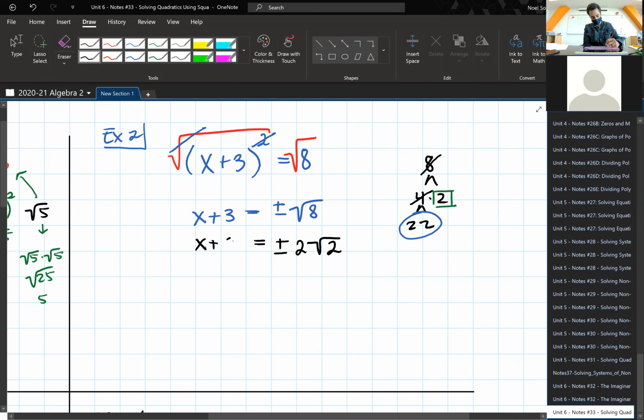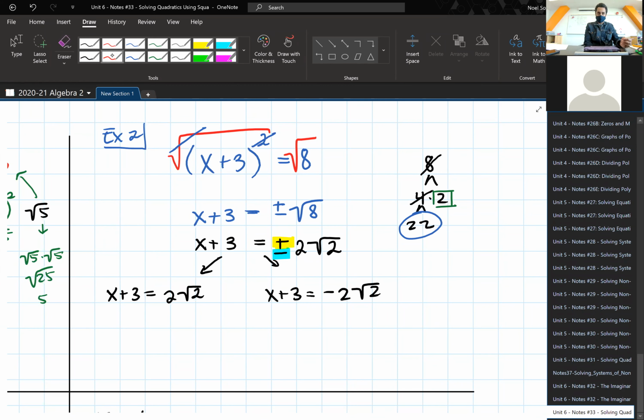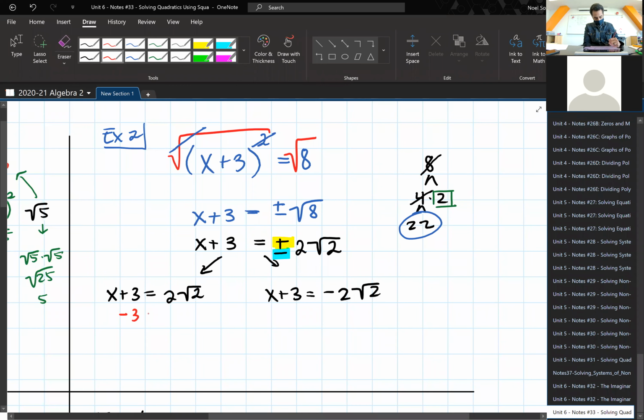And I have x plus 3 is equal to plus or minus 2 root 2. Remember that then we can split this up using one as the positive version. So we have x plus 3 is equal to the positive 2 root 2. And then we have the negative version, which would be x plus 3 equal to negative 2 root 2. Okay. So I want to get x by itself. I would have to subtract 3 from both sides.